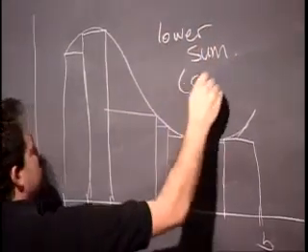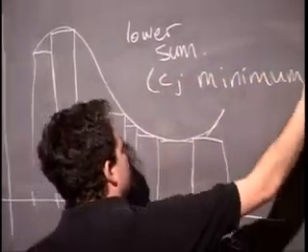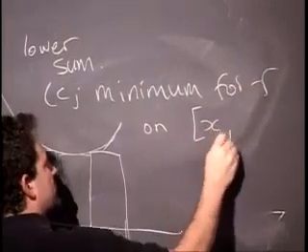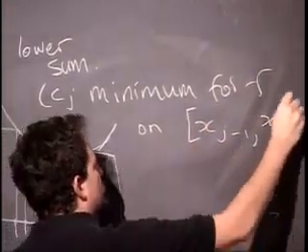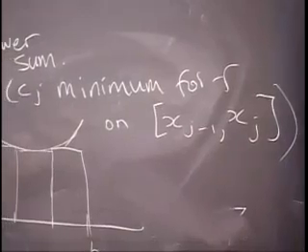And again, Cj is minimized as the minimum for f on [x_{j-1}, x_j], and that's true for every j. Okay, so there's your upper sum, there's your lower sum.